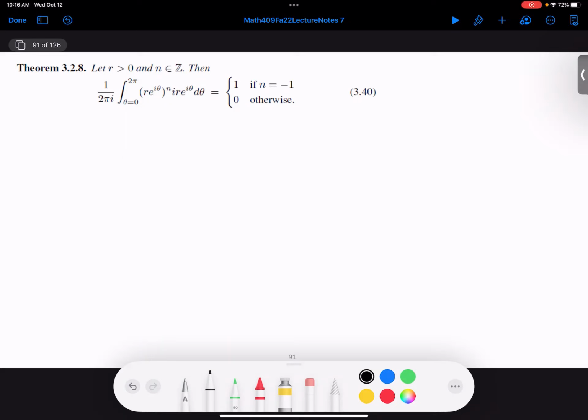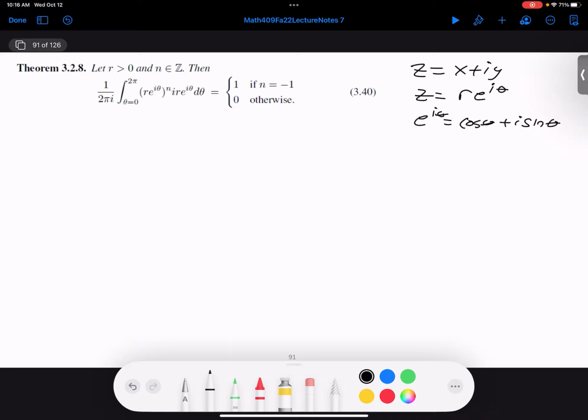All right, so here's the first theorem: if I integrate (r e^{iθ})^n i r e^{iθ} dθ, this is 1 if n is -1 and 0 otherwise. So what we're doing is we can write z as x plus iy. We can also write z as r e^{iθ}, where e^{iθ} is cosine θ plus i sine θ.